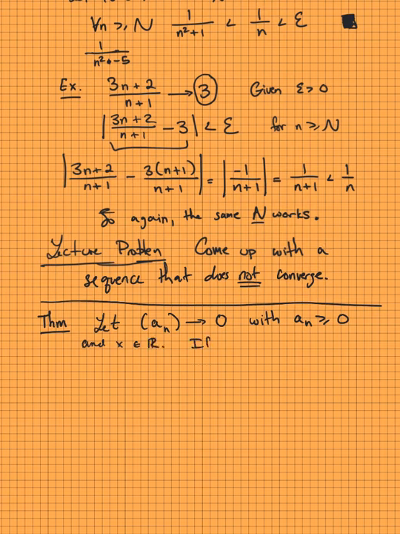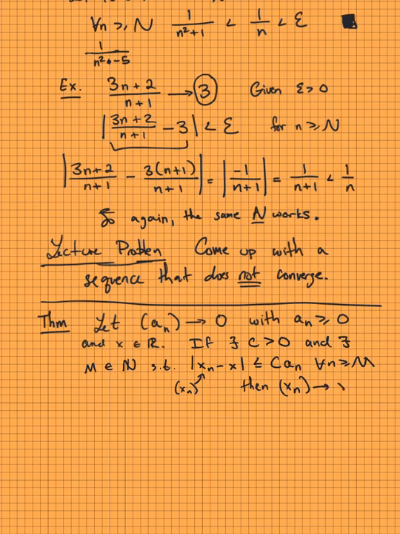So if there exists a C which is positive, and there exists some M in the naturals, so that the absolute value of x_n minus x, so this is some different sequence, is less than or equal to C a_n, for all n bigger than or equal to M, then x_n goes to x. Okay?